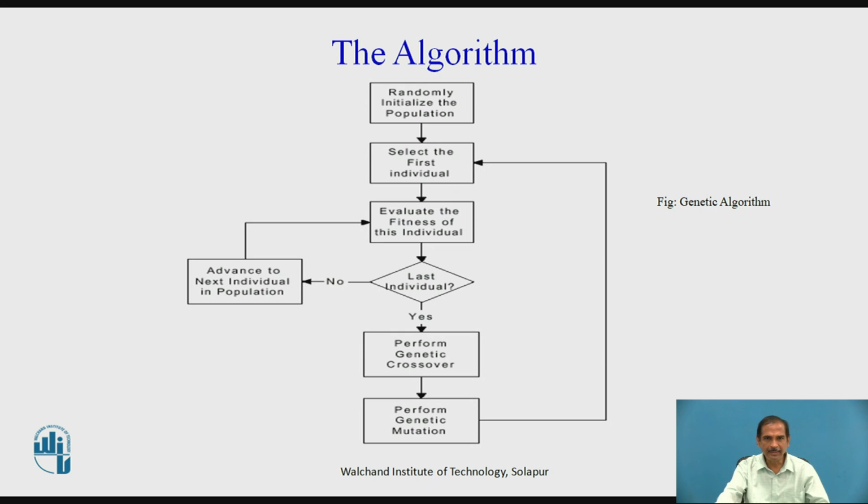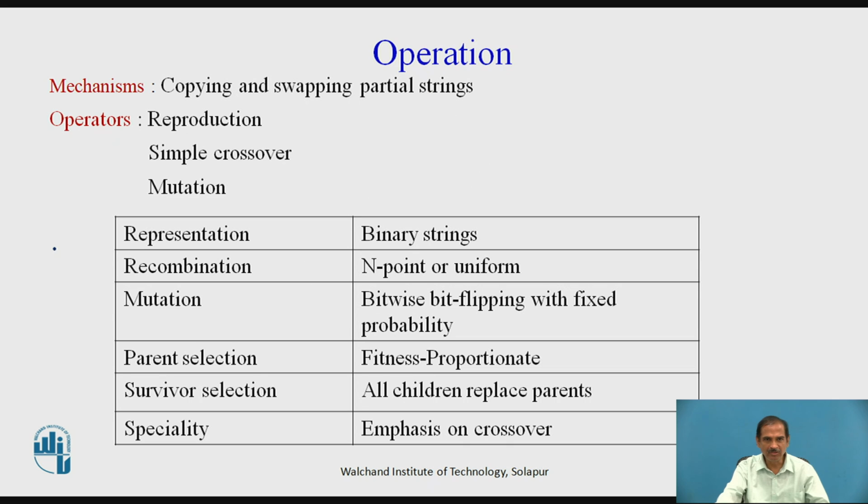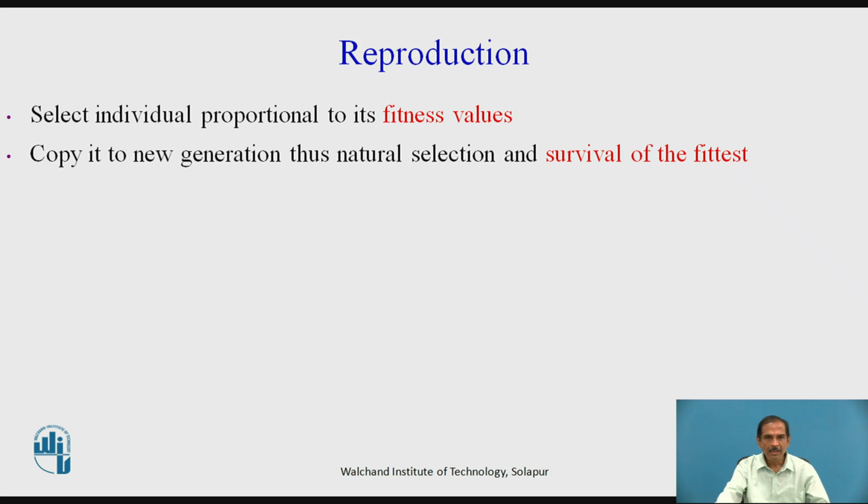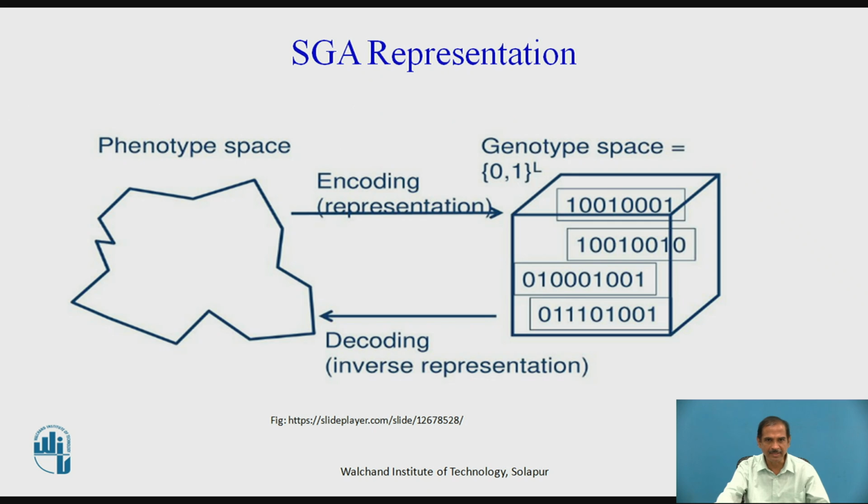The algorithm is defined by this particular flowchart, where we will apply the various operators which we will be seeing. Now the operators perform certain operations: the first operator is reproduction, the second is simple crossover, and the third is mutation. And here we are going to do all the various operations on binary strings. Reproduction is to select in proportion to the fitness value and copy it to the next generation if it is fit, and here we are viewing survival of the fittest.